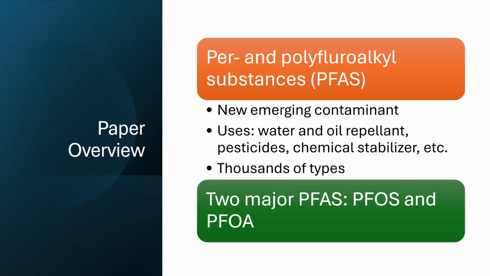There are thousands of PFAS chemicals. PFAS isn't just one, but there are thousands of them. And the major ones that we come across are PFOA and PFOS. Specifically in this article, we'll go over PFOA. It stands for perfluorooctanoic acid, and these are both long-chain PFAS.